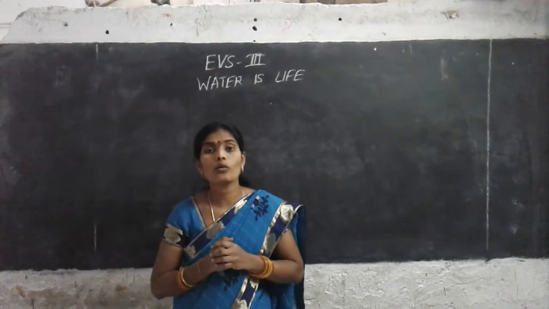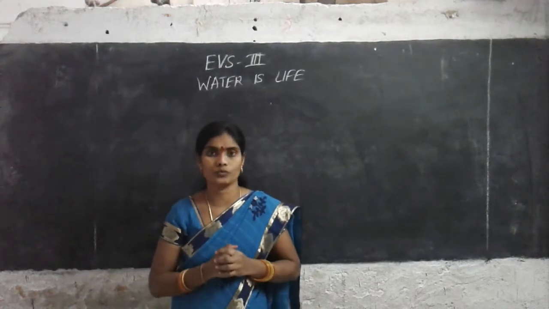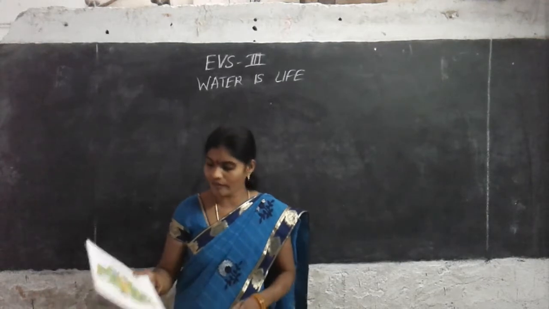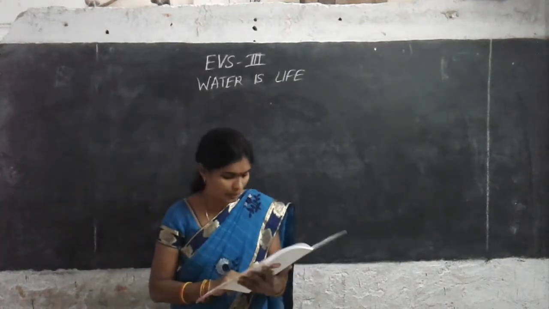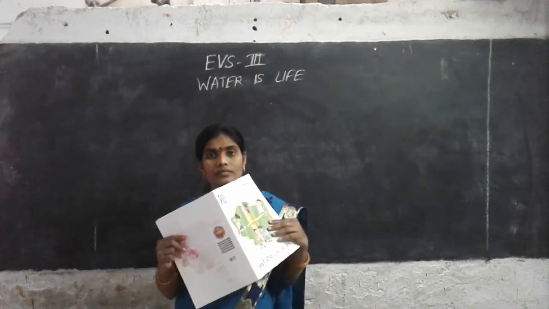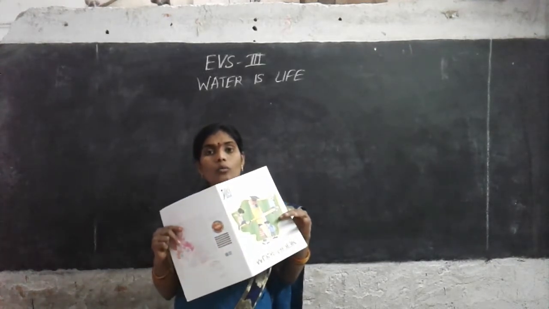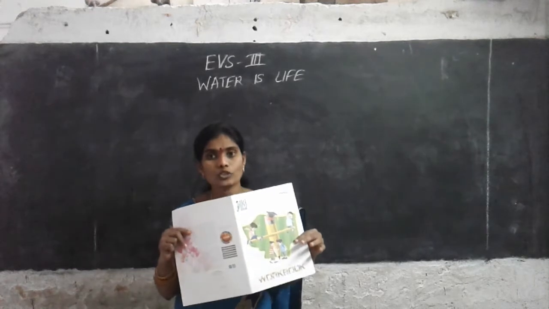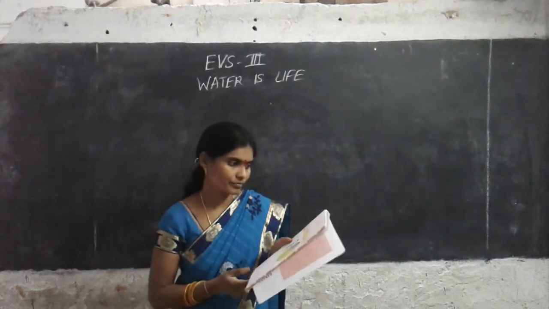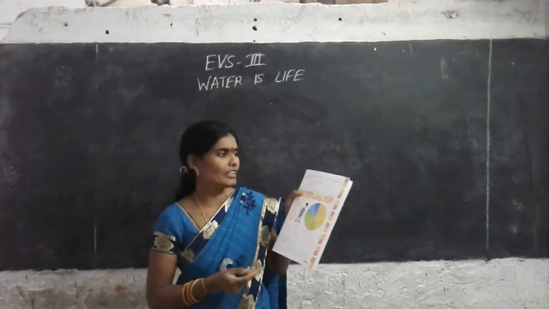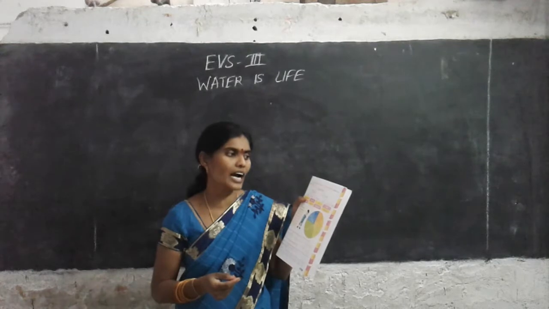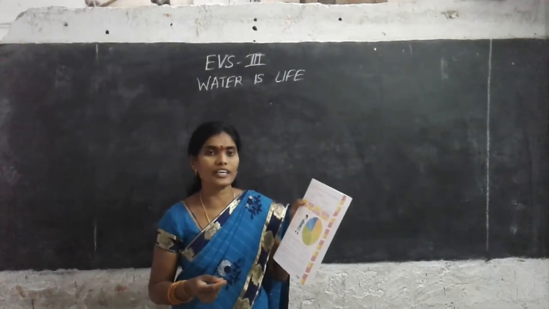Open your workbook volume 2, page number 5. Use the given words and complete the flow chart to illustrate the distribution of water on the earth.